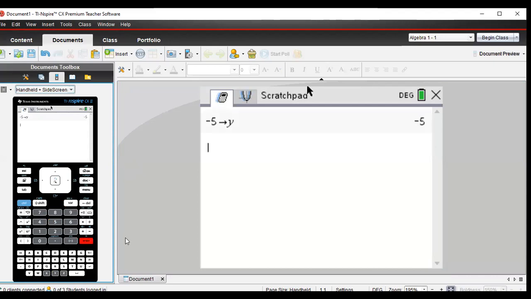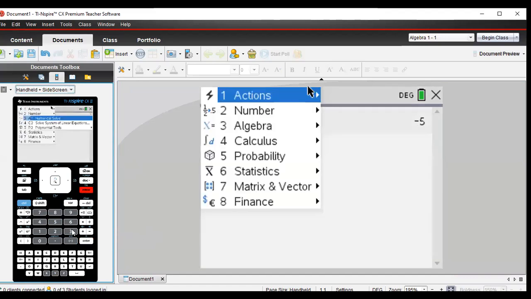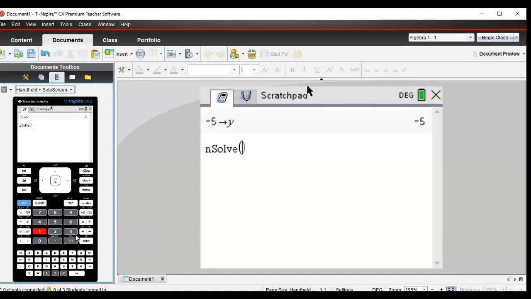Boom, done. Now I can nSolve this. So I'm going to do menu 31, and then 3x plus y equals 7, comma, x.